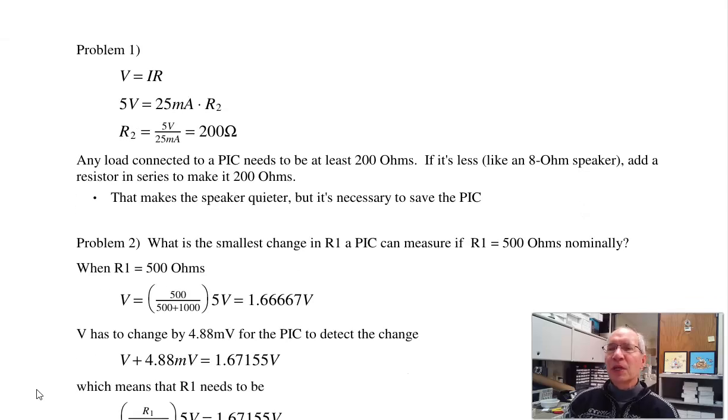The first problem: what is the smallest resistance a PIC can drive? Well, logic 1 on a PIC processor is 5 volts. The PIC is capable of 25 milliamps. 5 volts at 25 milliamps is 200 ohms.